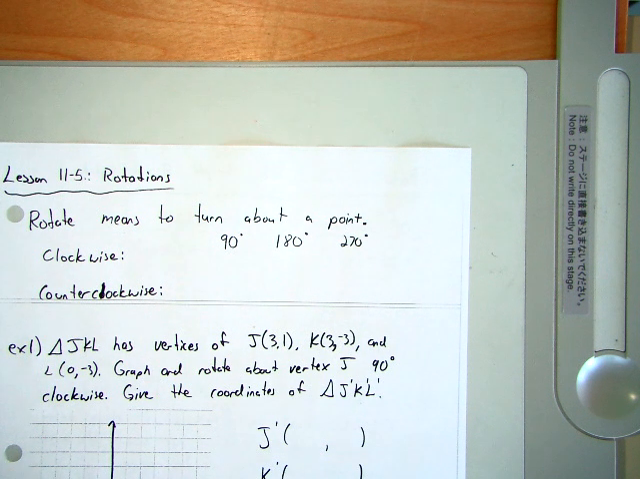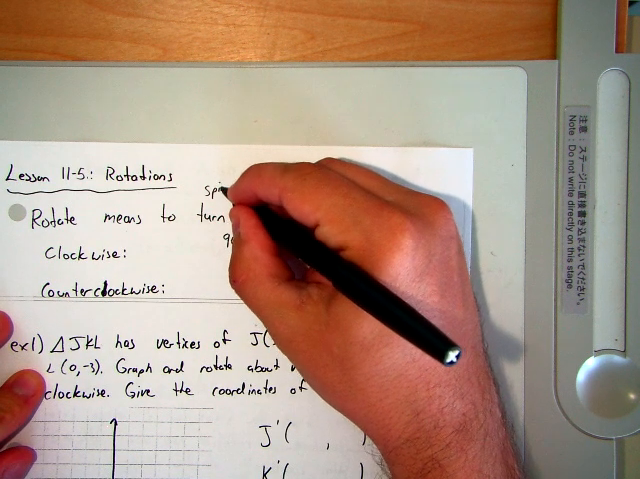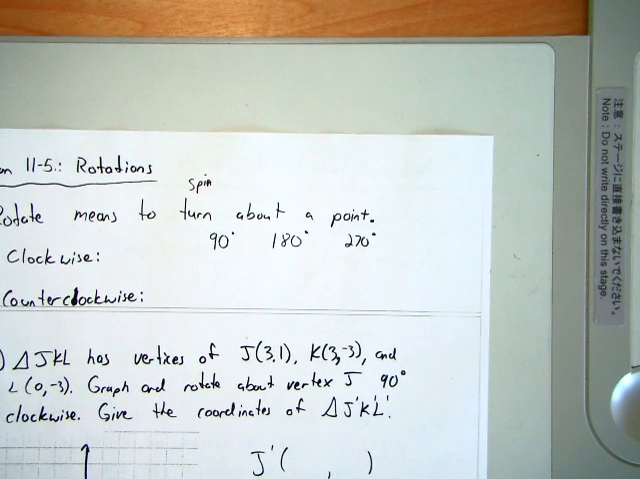All right, so today we're going to be talking about Chapter 11, Lesson 5. This is all about rotations. So when we rotate an object out of the coordinate plane, it literally just means to turn about a point. We could also say spin. That's also a good word, but it means to spin around a point.